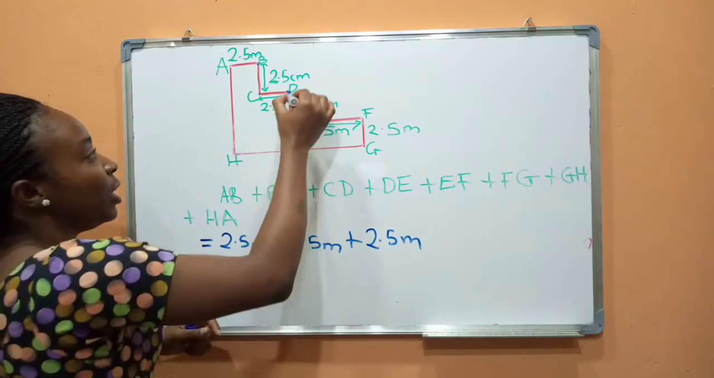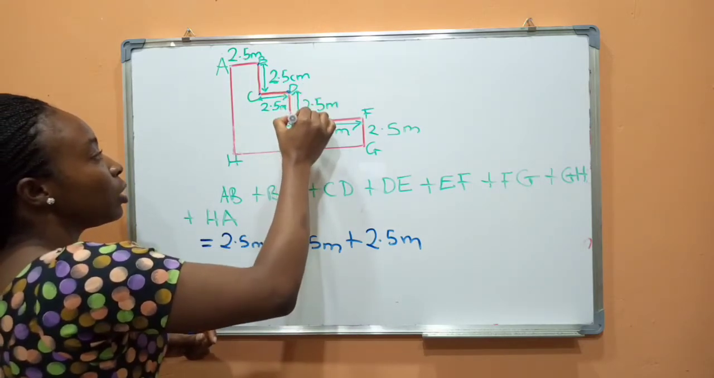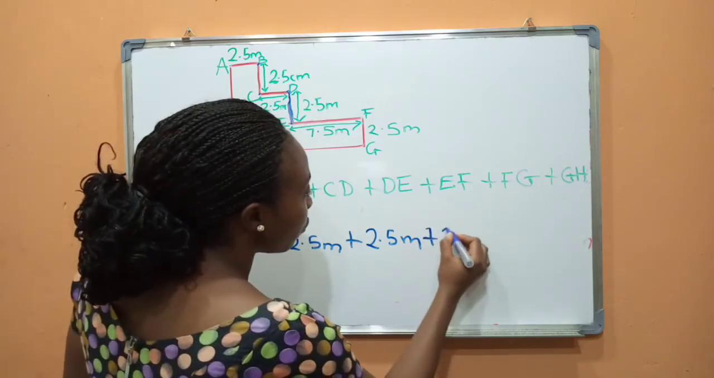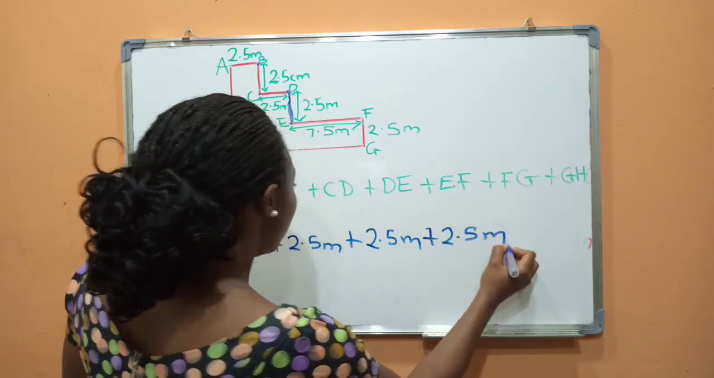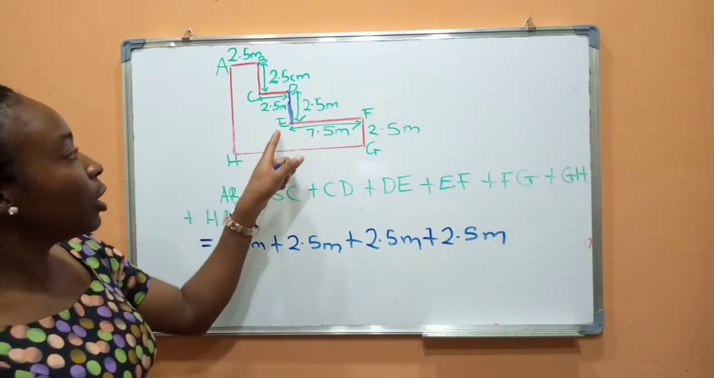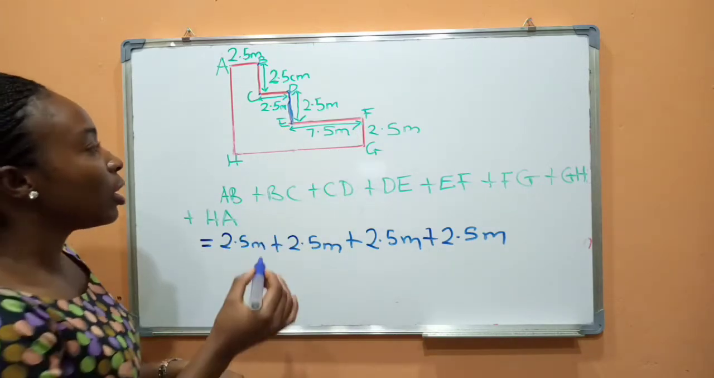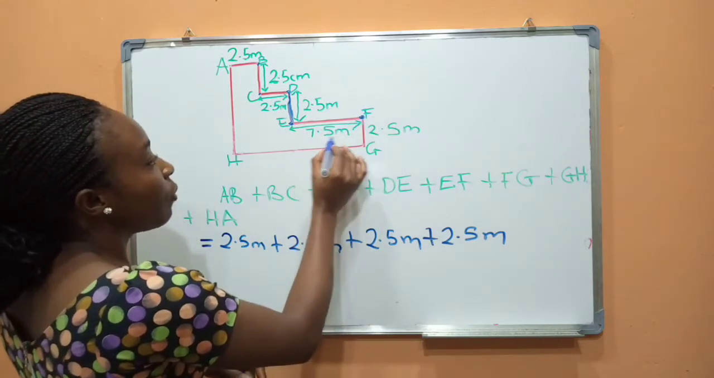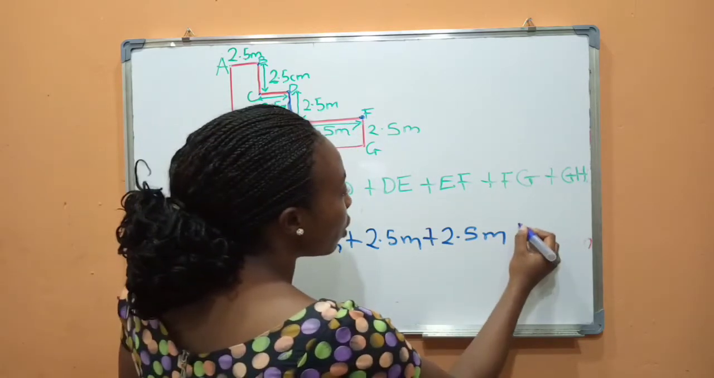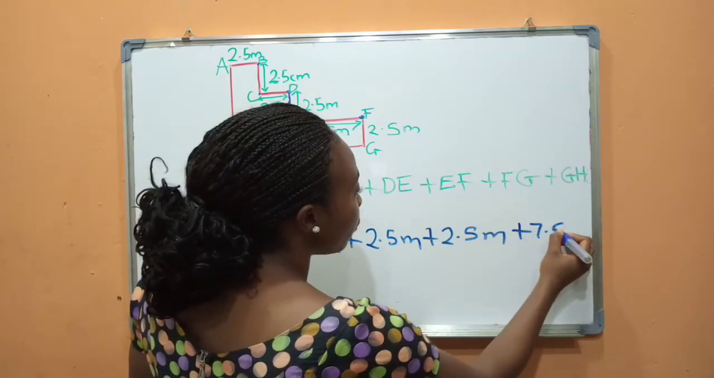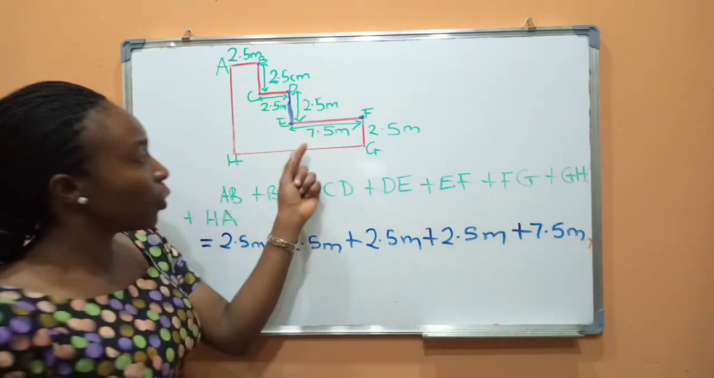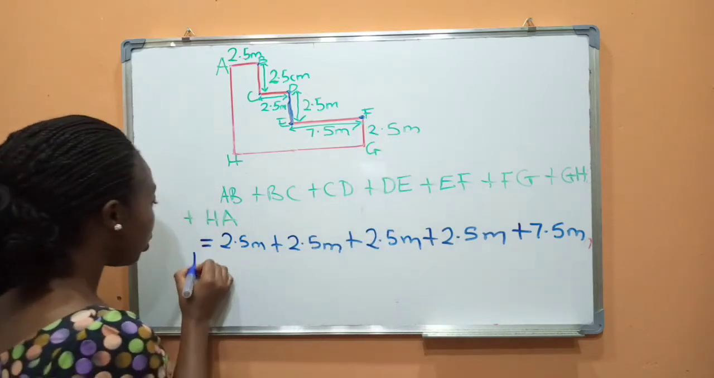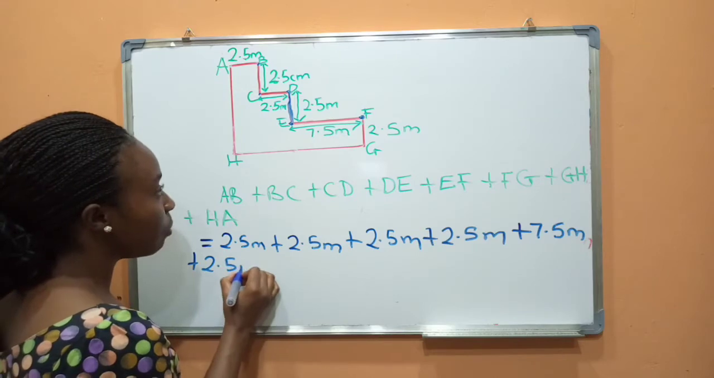How about DE? DE is this vertical point from here to here. We are going to have 2.5 meters again. Okay, and then we have EF. Now, the length EF is from here to here, which is 7.5. So we're going to have plus 7.5 meters. That is for EF. How about FG? For FG, we still have what? We're going to have 2.5 meters.